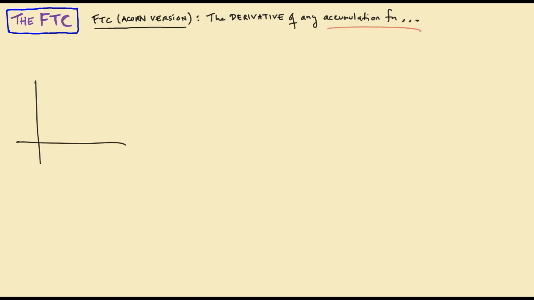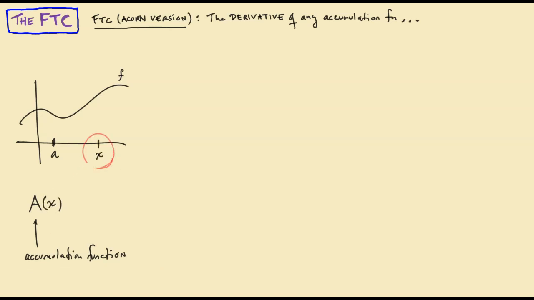Recall that an accumulation function is based on two things. First, some function, which I'll just call f, and second, some starting point in the domain of the function, which I will call a. Those two things determine a new function, which I'll call capital A for accumulation, that works as follows. If we feed this accumulation function some input value x, what the accumulation function does is it integrates this function f from the starting value a until we reach the stopping value x.